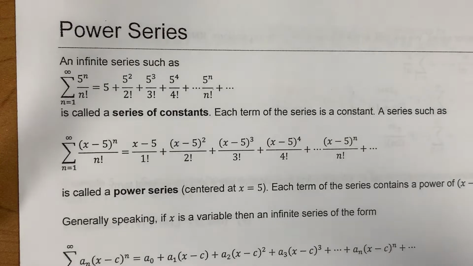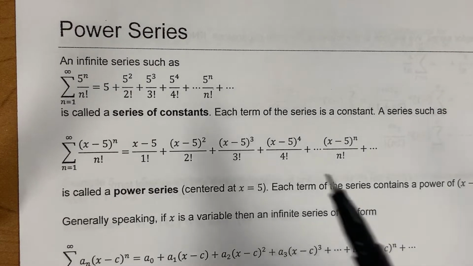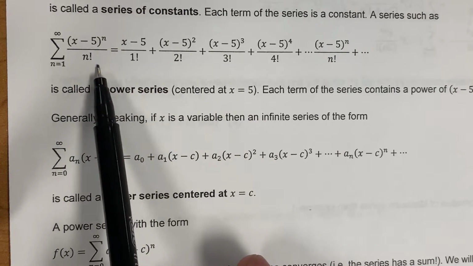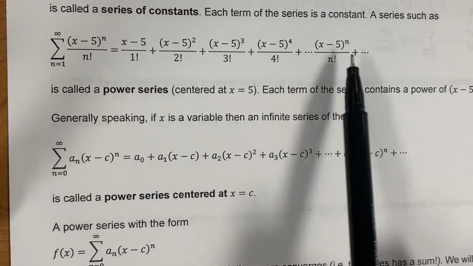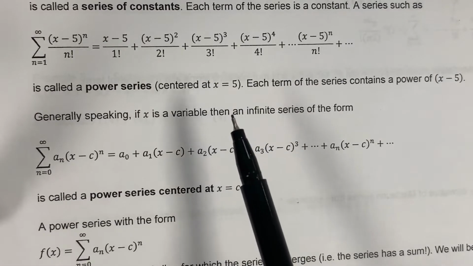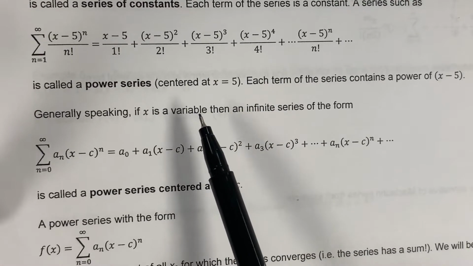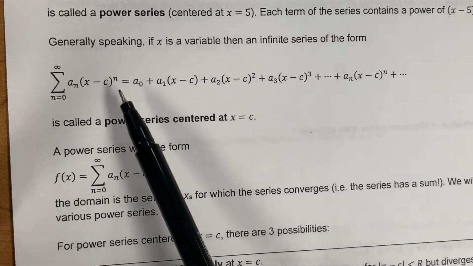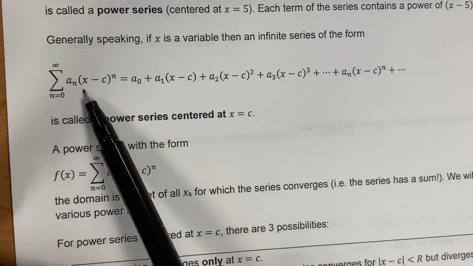If we take this concept and extend it out to a function like (x minus 5) to the n over n factorial, we end up with what we call a power series because every term of the series is x minus 5 to some exponent. Generally speaking, we can extend an infinite series to be written as a_n times (x minus c) to the n power.